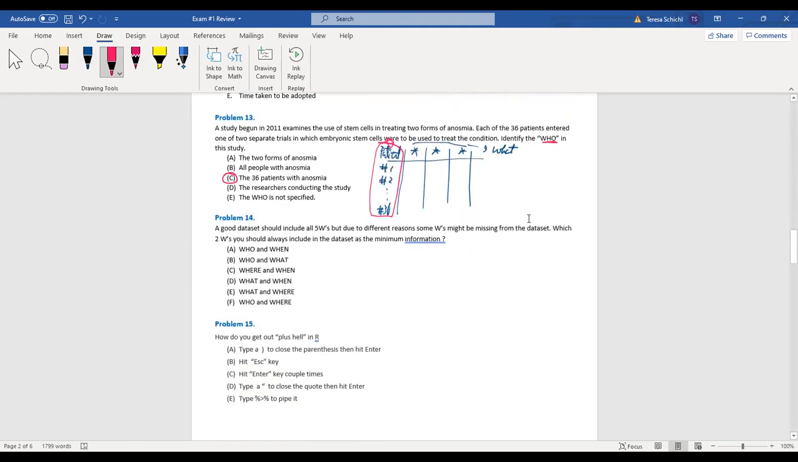Okay, and then number 14 is here. We said a good data set has 5 W's, but due to different reasons, sometimes some W's are missing. So which 2 should you always have in the data set? What is that? The who and the what?